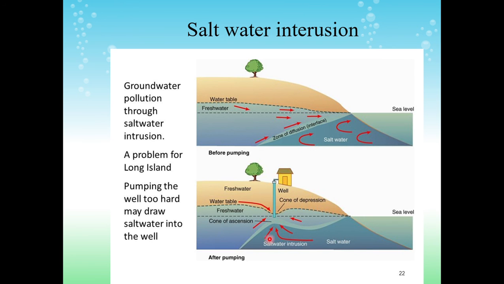When the cone of ascension meets the cone of depression, then you have salt water in your well, and that is never a good thing. And when you do that, then you have what is called saltwater intrusion. And this is a phenomenon in the coastline where you have pollution caused by saltwater getting into your water well.